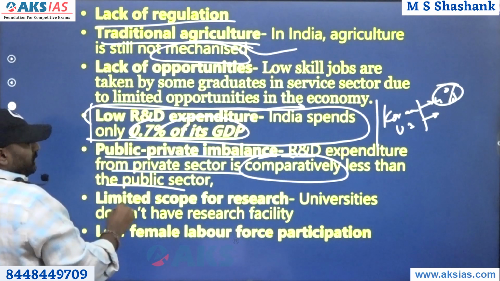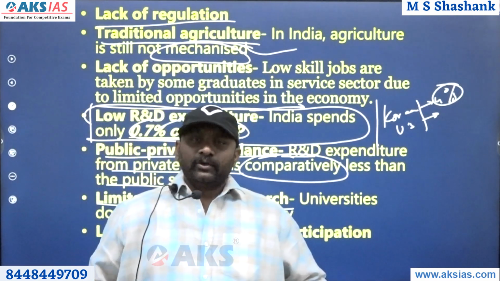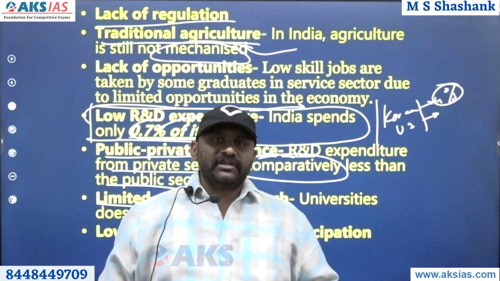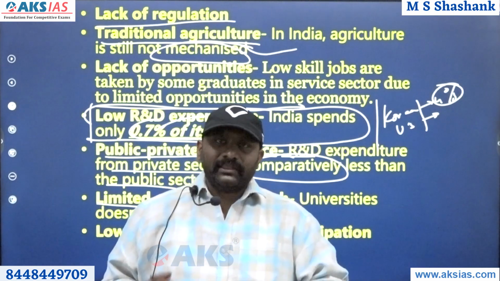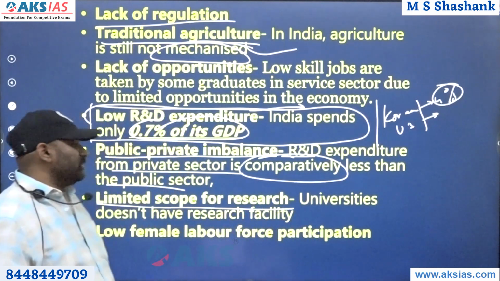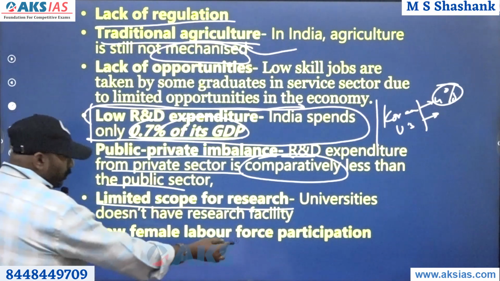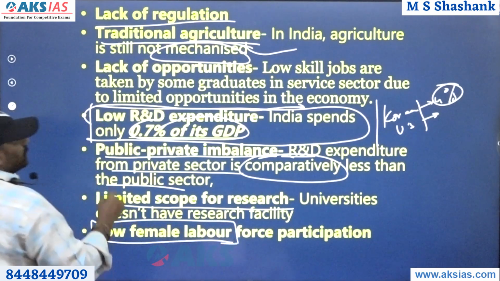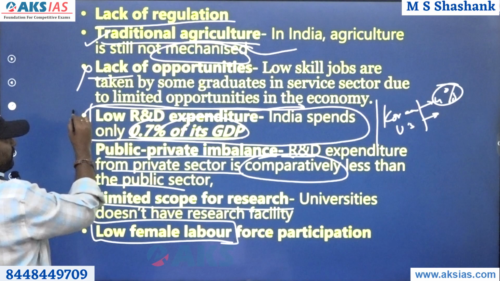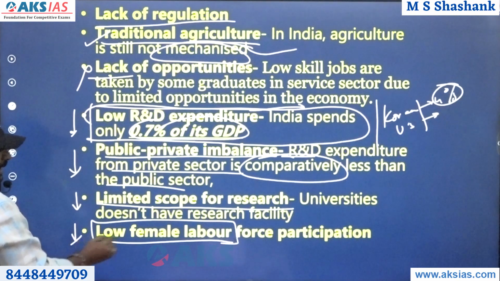So these are the points that you have to mention, and another point is limited scope for research. Universities are not given enough grants, though the students have the brains, the technology and the inquisitiveness about finding an invention. At the end of the day, it boils down to money, and that money is not being funded by the governments into the University Grants Commission. So that's not happening. And another major factor why it is not working out is low female labor force participation. This is another point that you have to mention. So the points to mention are traditional agriculture, limited opportunities, very low R&D, a weak public-private partnership, limited scope for research, and low female labor.